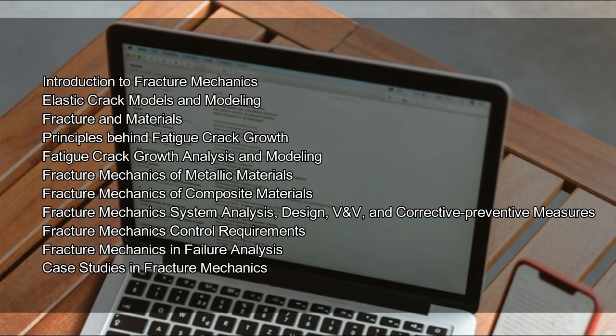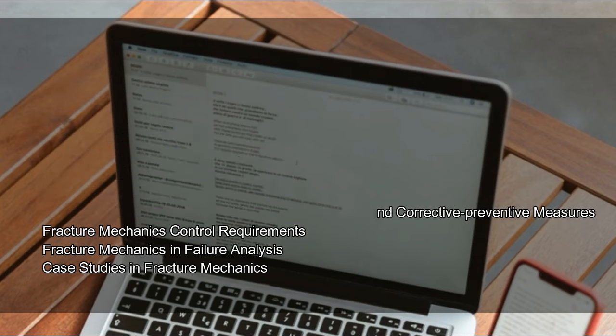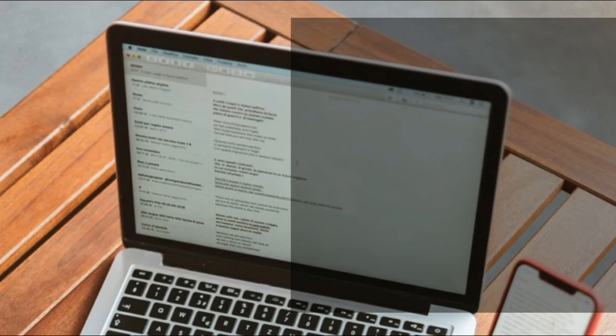Fracture mechanics of metallic materials. Fracture mechanics of composite materials. Fracture mechanics system analysis, design, and corrective preventive measures. Fracture mechanics control requirements. Fracture mechanics and failure analysis. Case studies in fracture mechanics.